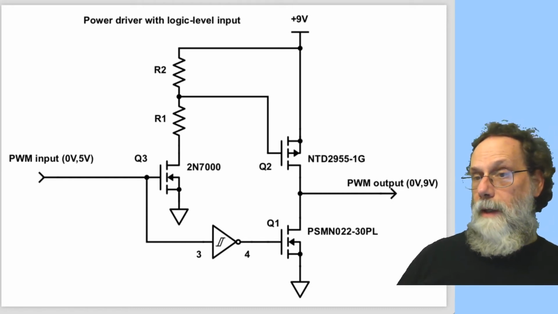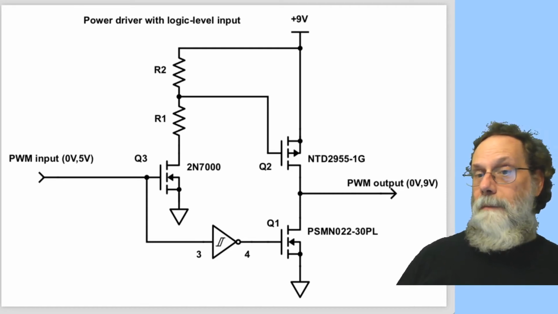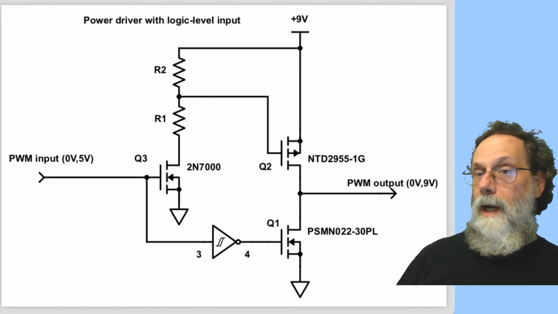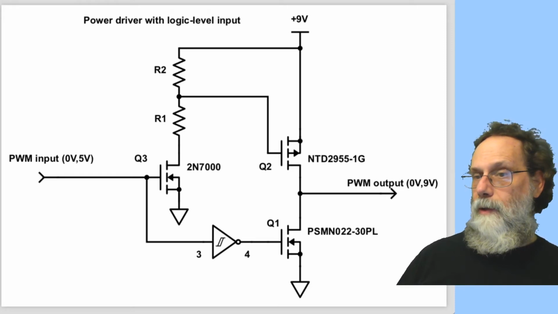Because take a look at what's happening on the other path here. If the PWM input is high, then pin 3 of the inverter is high, pin 4, the output of the inverter, is low, Q1 is turned off. So we've got PWM input high, Q2 is turned on, Q1 is turned off, output is high, everything looks cool.